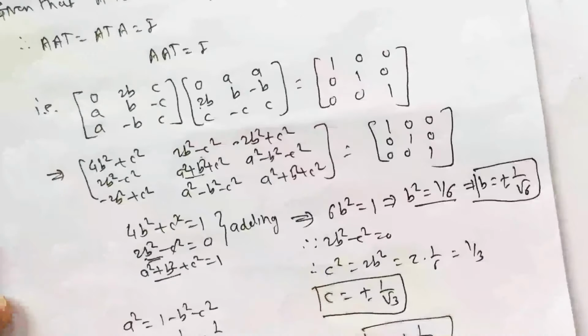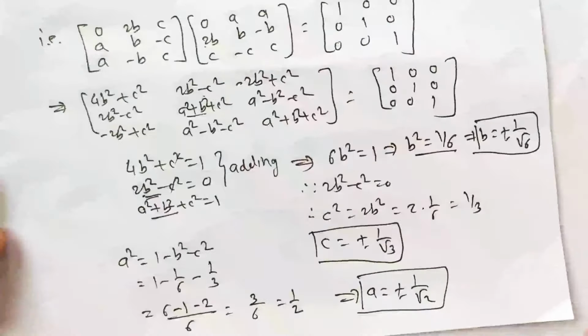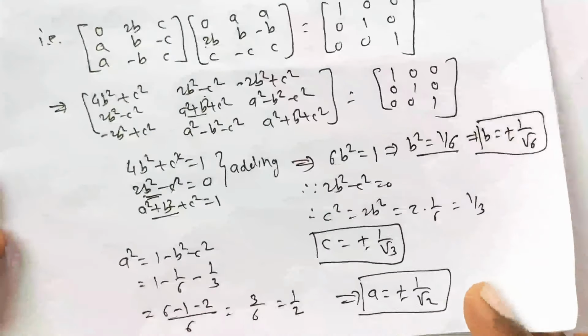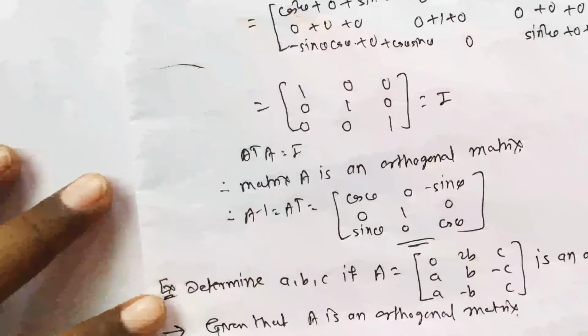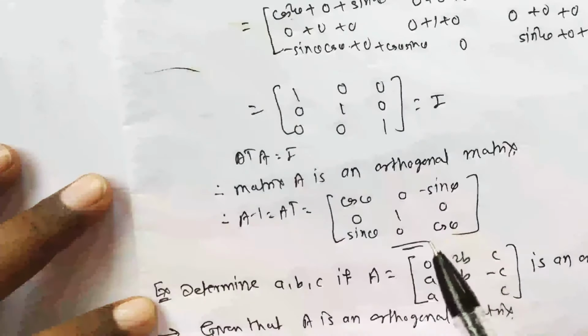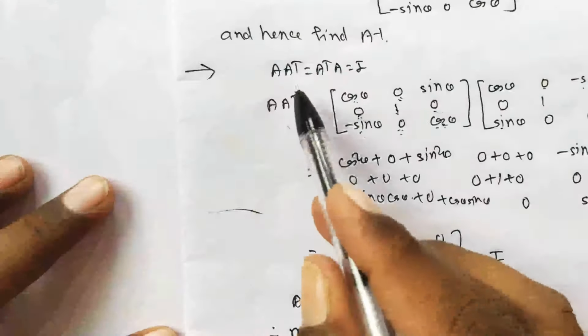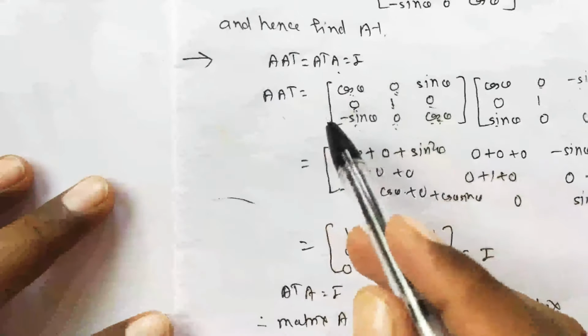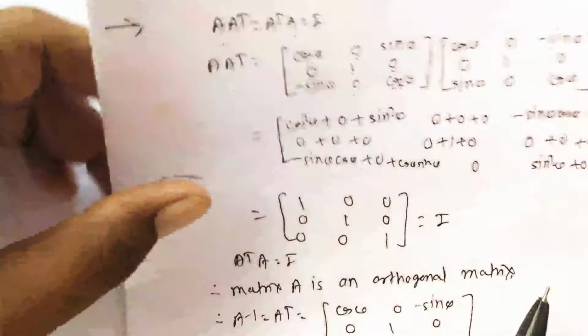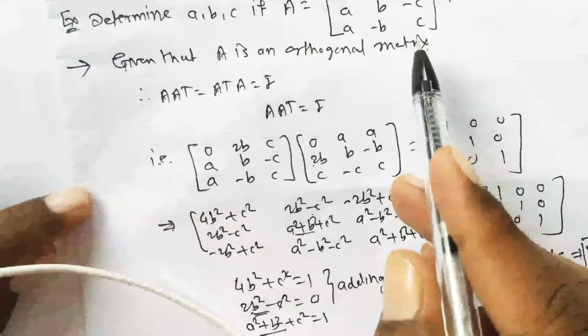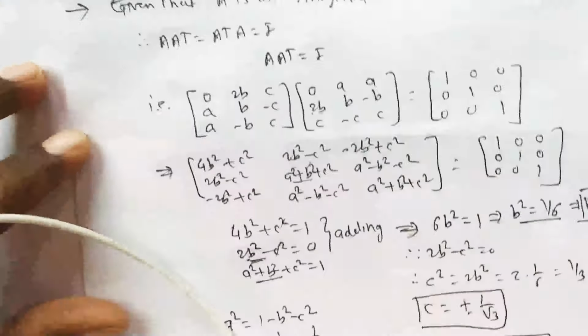This means if the matrix is orthogonal, then we can find a, b, c easily. Now you can solve the remaining problems. Suppose the question is to examine whether matrix A is orthogonal, then only check A into A transpose is equal to I, or if it says show that the matrix is orthogonal, then check this condition. So this is a very simple topic. And suppose the given matrix is orthogonal, with a, b, c unknown, then find a, b, c in this way.